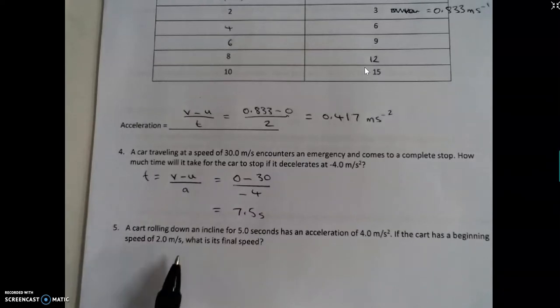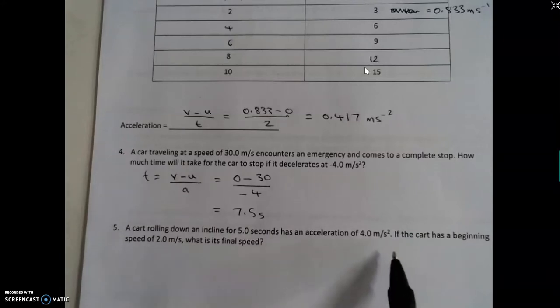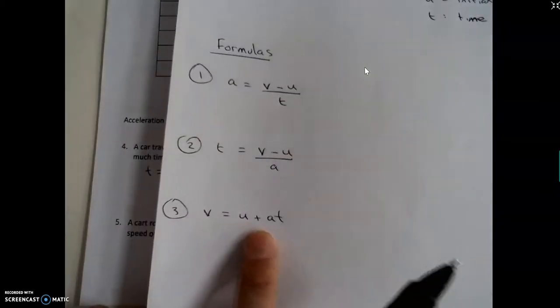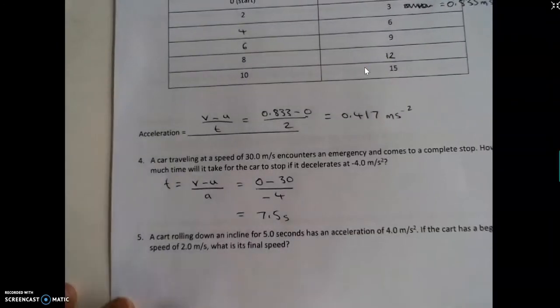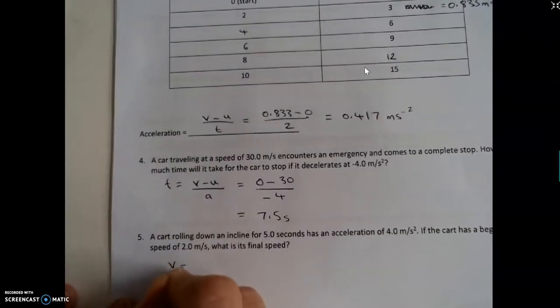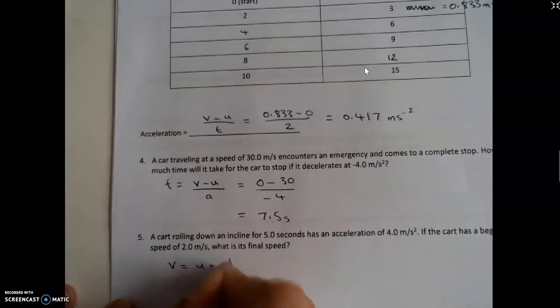A cart's rolling down an incline for 5 seconds, has an acceleration of 4 meters per second squared. If the cart has a beginning speed of 2 meters per second, what's its final speed? So again, we're using a different formula. We're using the last one that we rearranged. V equals U plus AT. So V is equal to U plus AT.